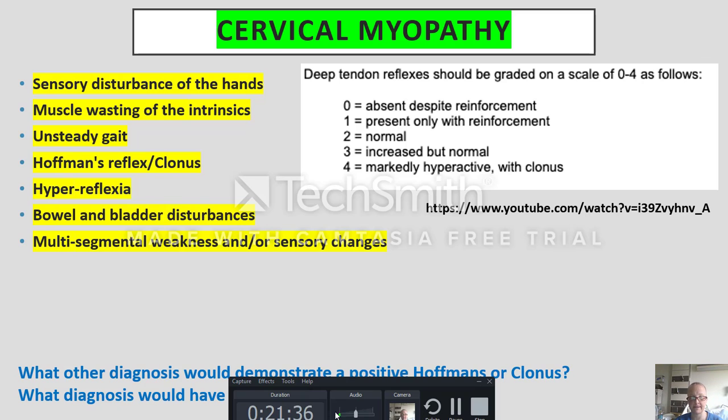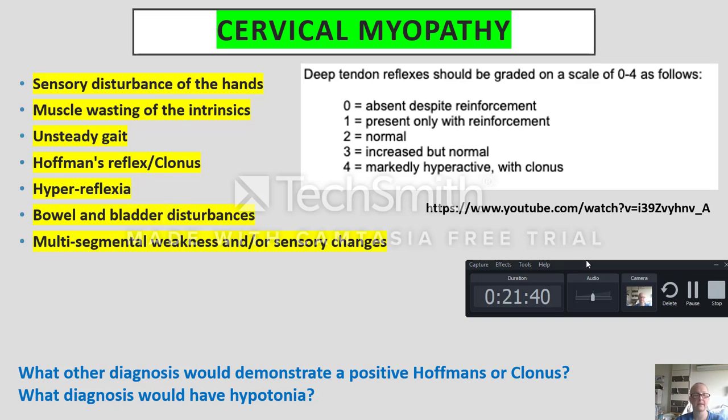Cervical myelopathy. Sensory disturbance of the hands, muscle wasting of the intrinsics, unsteady gait, Hoffmann's reflex, clonus. So a positive Hoffmann's reflex and a positive clonus.